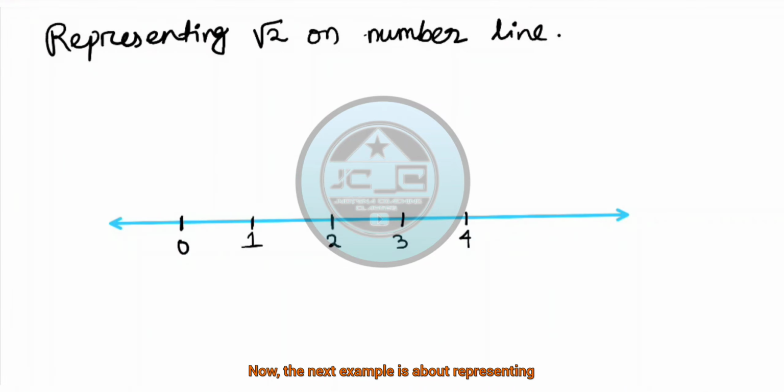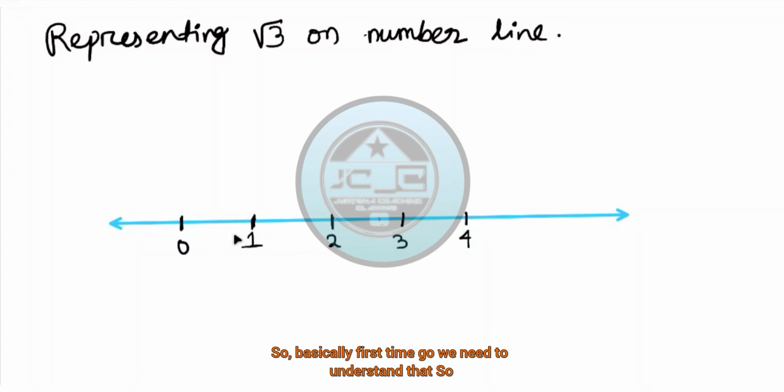Now the next example is about representing √3 on the number line, right? In order to represent √3 on the number line, the same rules, the same processes we are going to repeat here.